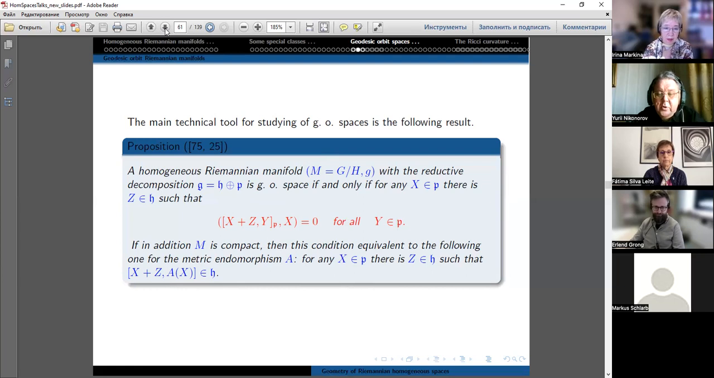Okay. This is only an illustration of the fact that this property is more or less easy to fill, easy to check for, say, a small low dimensional example, for example. Okay.